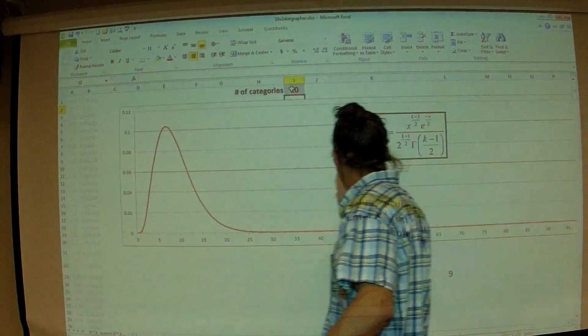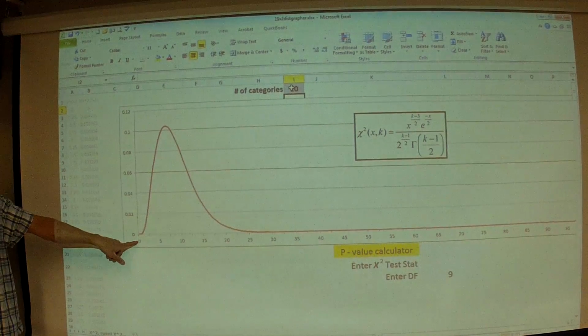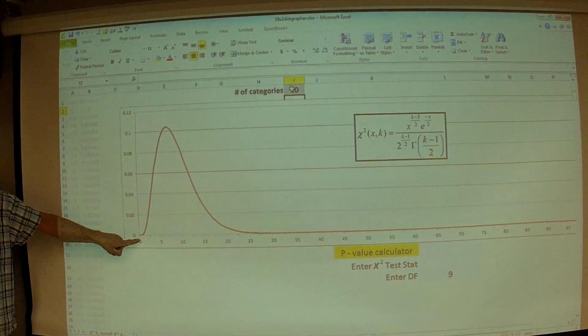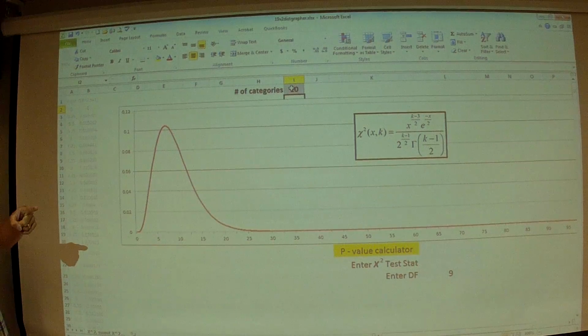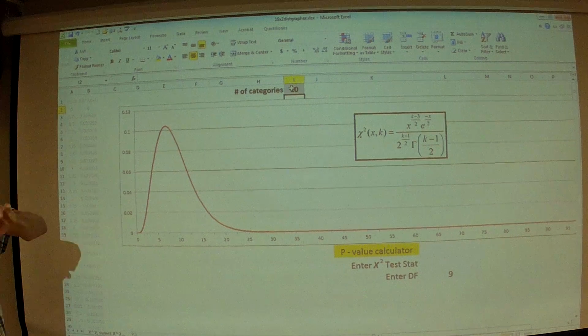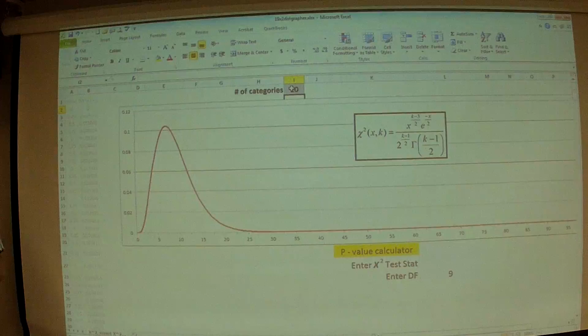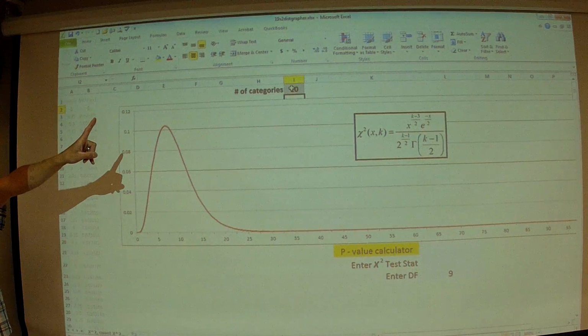So, what's the minimum value on the horizontal? 0. Good. Do you remember why it's 0? Why there are no negative values? Because we squared it. When we squared the data, the observed minus expected, you erased any negative values. So any differences have to be at least 0 or positive.